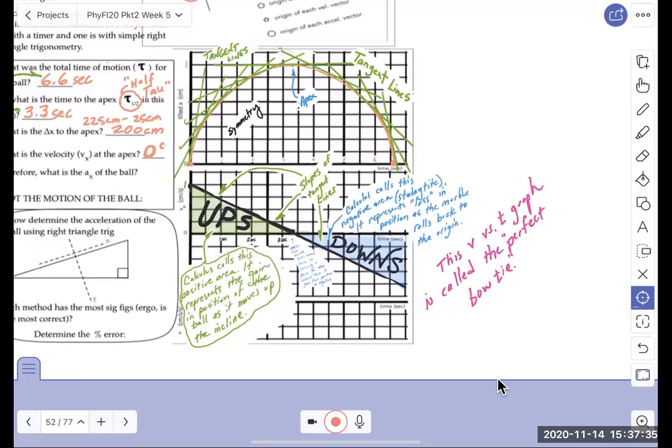This green right triangle in the first quadrant represents the ups, all the ups. The ball's going up, up, up. The blue right triangle in the fourth quadrant represents the ball going down, down, down. This is true. We're going to study free fall later on. We're going to study projectile motion, which is basically the physics of sports. But this all holds true.